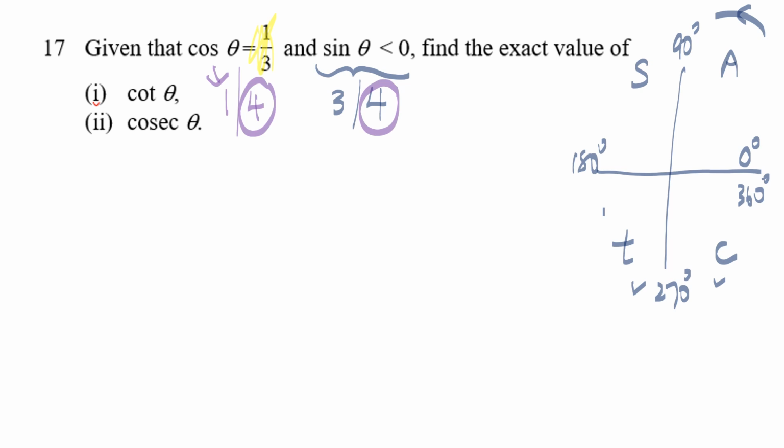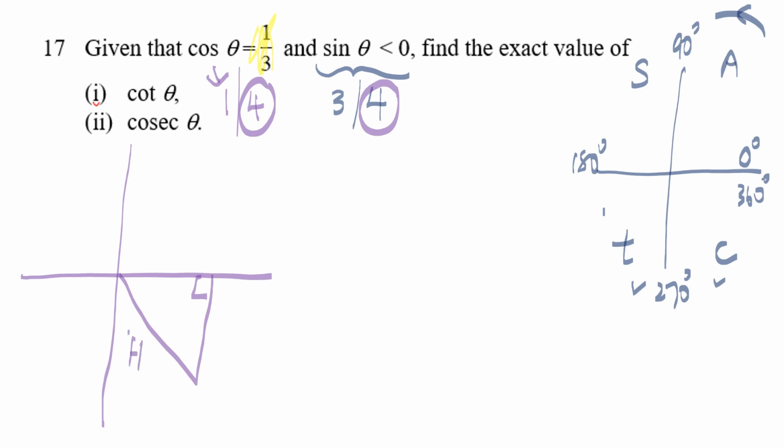Okay, so having known that already, we can draw a diagram. Remember the ribbon, okay? So this is your right angle triangle. This one is your hypotenuse.